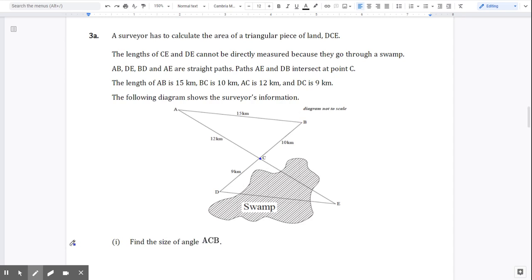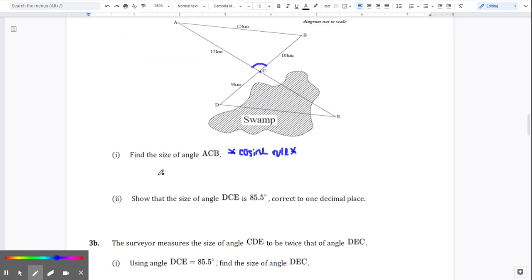First up, we're asked to find the size of angle ACB. So A to C to B, so that's this one. Looking at that triangle ABC, we're given all 3 sides, no angles at all, so that automatically tells me I can use cosine rule. This time I'm looking for an angle, luckily it's angle C.